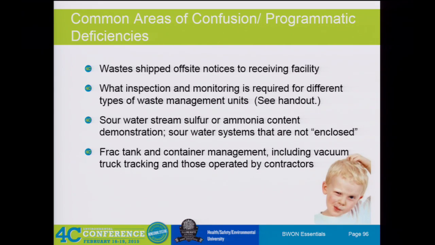Waste shipped off site notices to receiving facility. So I think we talked about this earlier this morning, but when you are sending your waste off-site to a controlled location, a location you want to consider controlled, the waste shipped off-site notices, you have to send one to the TSDF, and they have to send you one back. So that most of the time you see one maybe on the manifest or the profile, but you don't see the one on return.